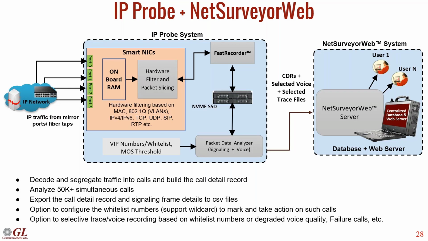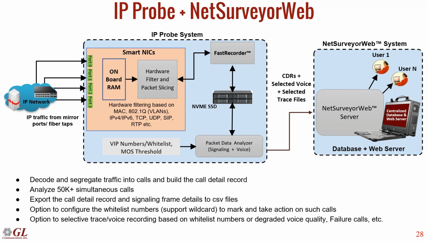Since it is an IP network, we may experience degradation in the voice quality. So in order to dig into that particular call and troubleshoot it, we can set thresholds. Like if the voice quality goes below a certain criteria, then we can trigger that and take action. We can record that entire call, or we can record even just the voice of it.